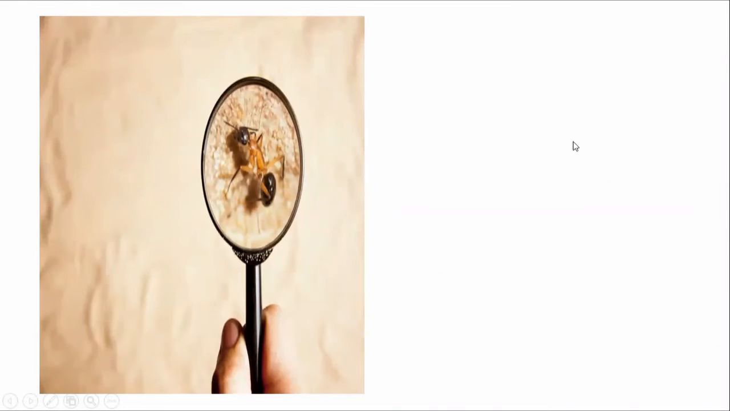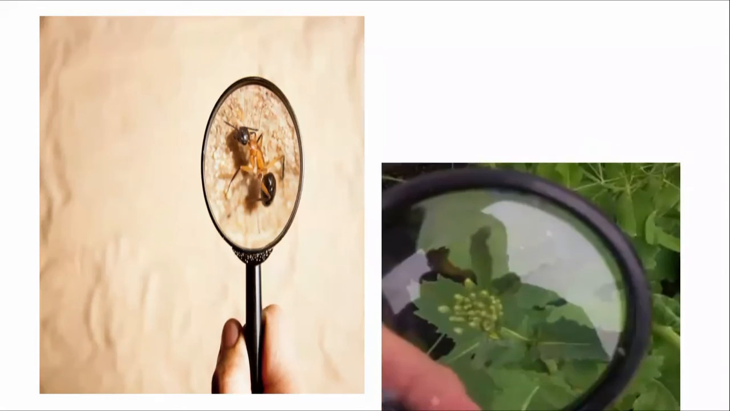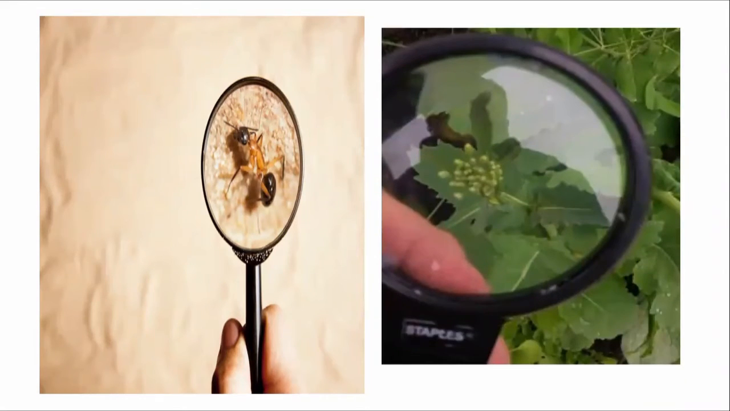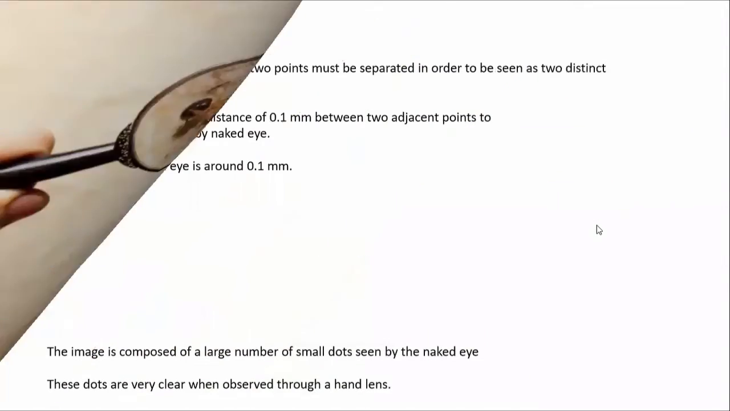So here we have an image of an ant observed through a hand lens. As you can see, the body structure and limbs of the ant are much more visible with the hand lens. All right. And we also have a picture of a plant being observed with a hand lens. And here too, we can see the clarity of the veins in the leaves and the structure of the plant is really clear when observed through a hand lens. All right. So let's move on.